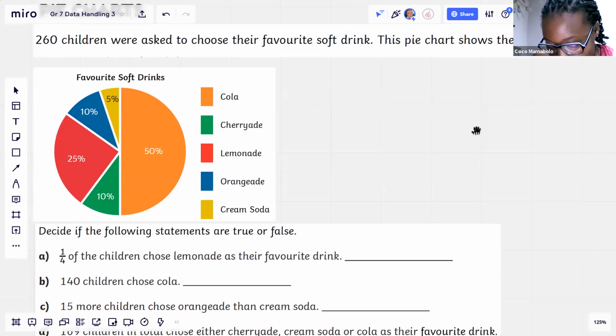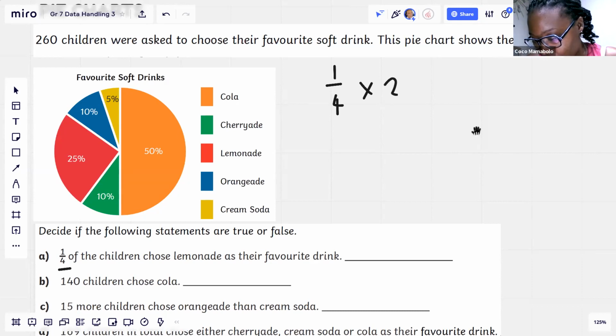Now, if we want a quarter of the children, we're going to have to find a quarter of how many children? Who can tell me? How many children do we have in total? No. Look at the first statement right at the top of the screen. What does it say? How many children? 260 children. Exactly. So we've got 260 children, which means we're going to have to find a quarter of, which also means times, a quarter of 260. Who can tell me what a quarter of 260 is without using their calculator?